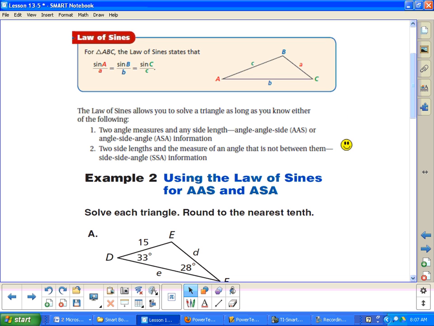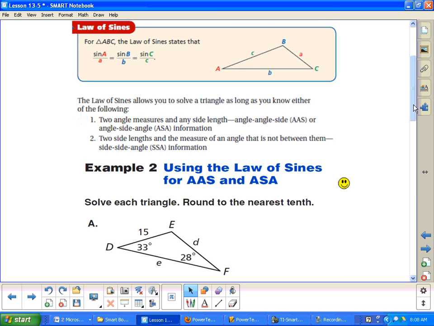Also, if we know two side lengths and the measure of an angle that's not between them, we can use the law of sines there. But can you prove a triangle by side, side, angle? Do you remember? No. And I always say that the only way you could prove a triangle using side, side, angle is if you can spell it backwards correctly. If the spelling of it backwards applies, then you can use it to prove two triangles are congruent, but otherwise you can't.